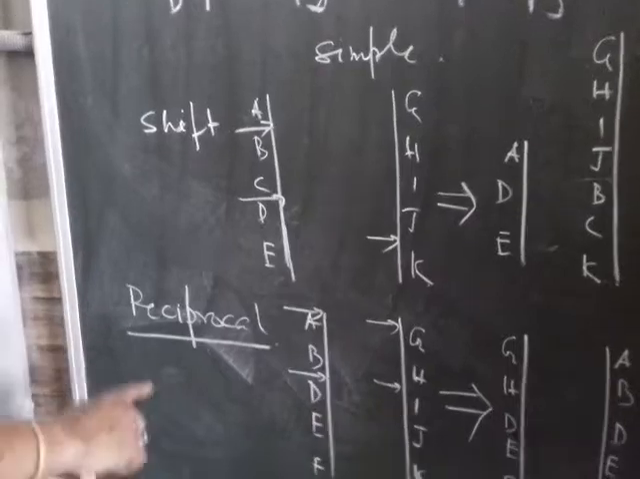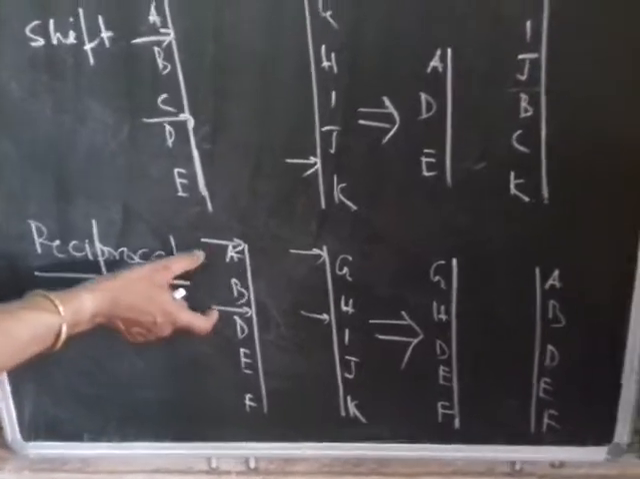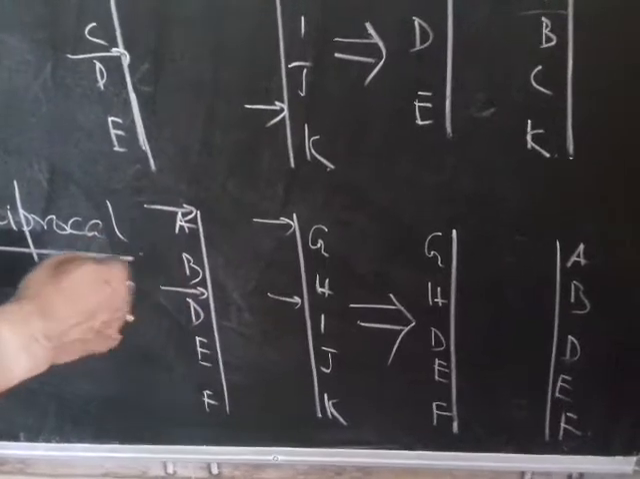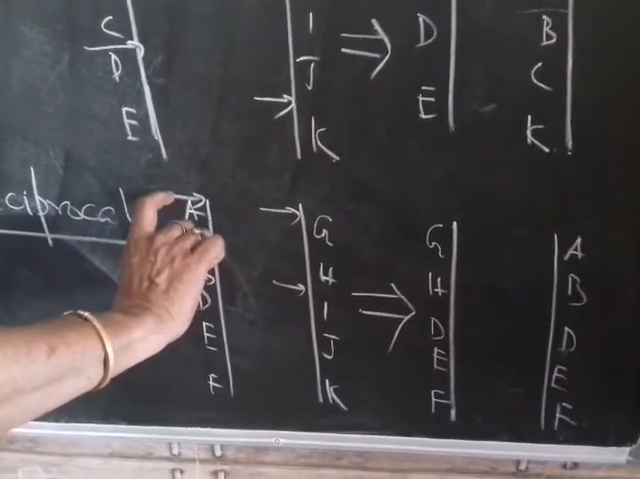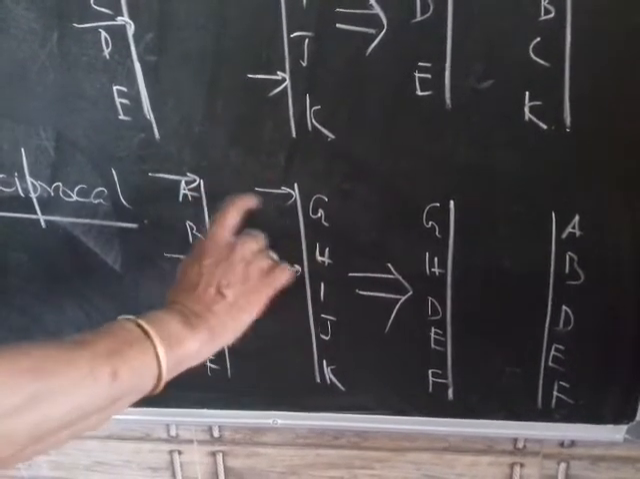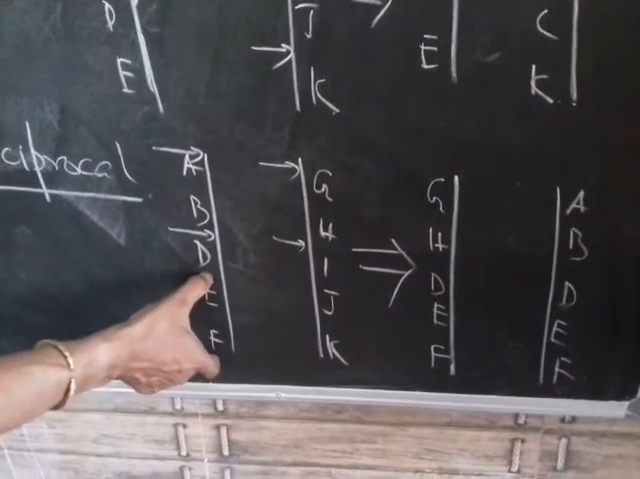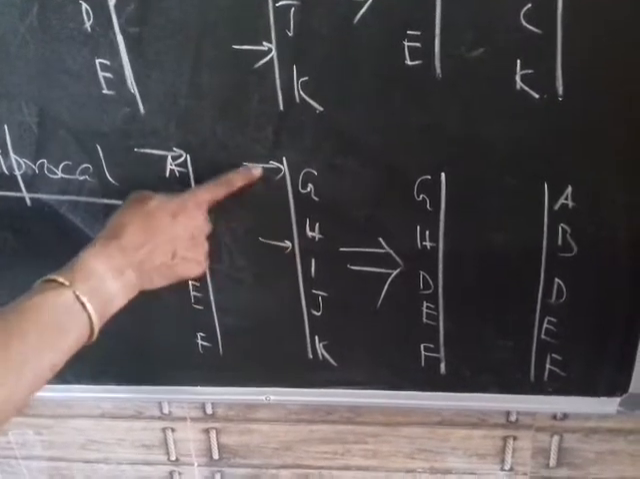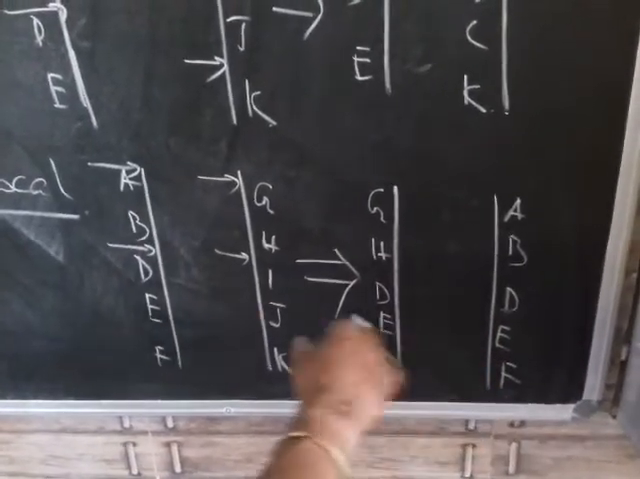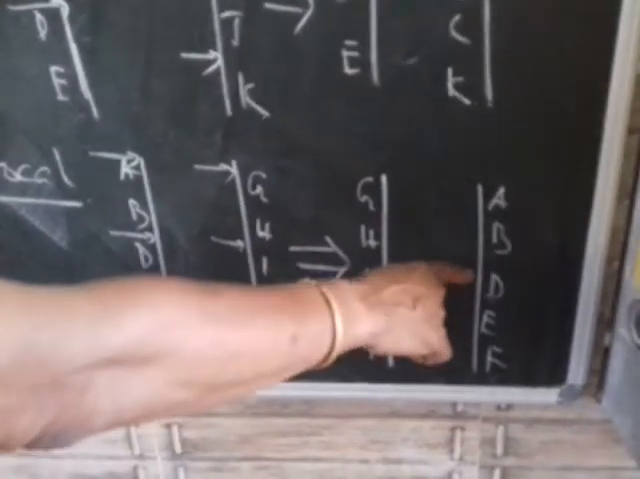The third type is called reciprocal translocation. In reciprocal, see, there are two non-homologous chromosomes. AB is shifted to the other part and this part shifts to the other part. That means in reciprocal, one set of genes goes from this chromosome to this one, and the other set of genes goes from this part and adds to this part. So this becomes GHDEF because this set is added to this chromosome, and AB goes and adds here. So ABIJK, and AB goes here and adds up here, and that goes ABDEF.